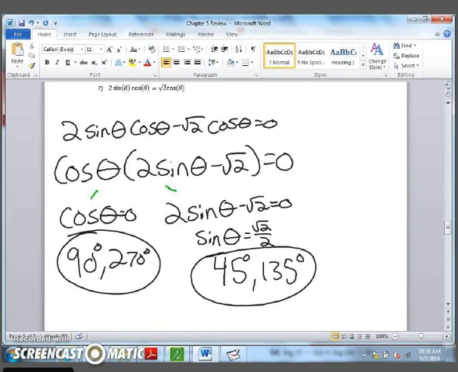All right, so finishing up that problem, sorry for a little bit of a break. You set each of these equal to 0 and solve them. And look on your unit circle.